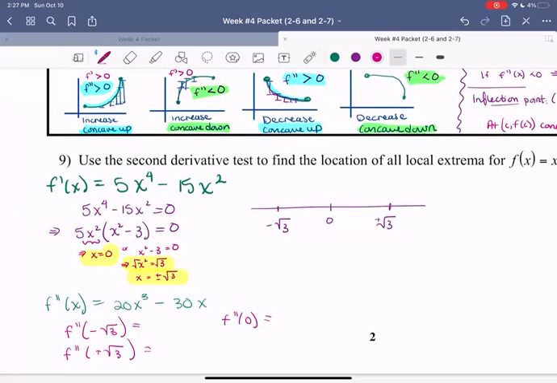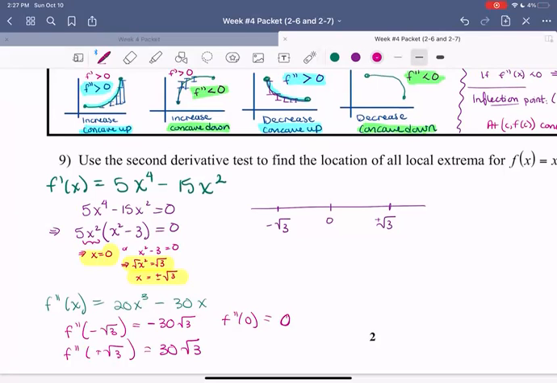So what we should be getting for f double prime of negative square root of 3 is negative 30 root 3. For f double prime of square root of 3, we should be getting 30 root 3. And for f double prime of 0, we should be getting 0. So what does this tell us so far?